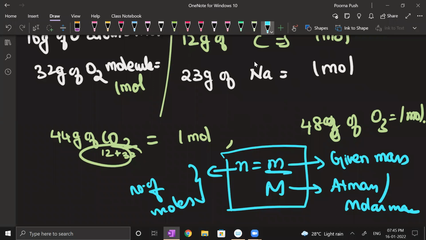Given mass is experimental, so it will be changing. But atomic mass or molecular mass will never change, at any cost. So atomic mass or molecular mass will never change, whereas given mass will change. Okay? Any doubts? No.